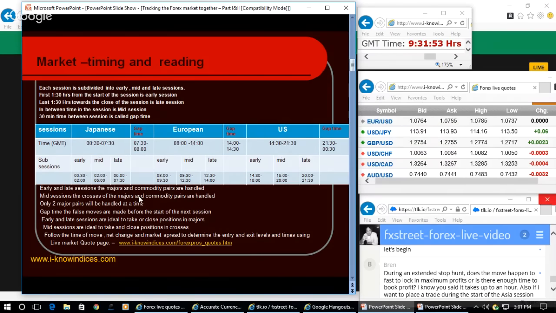Then the early and the late sessions, they handle the majors and the commodity pairs. Mid sessions, they handle the crosses or the majors and the commodity pairs. They handle only 2 pairs at a given time. So if you watch carefully, the currencies which are making more than 40 pips spread between the high and the low are the currencies they handle at a given time.